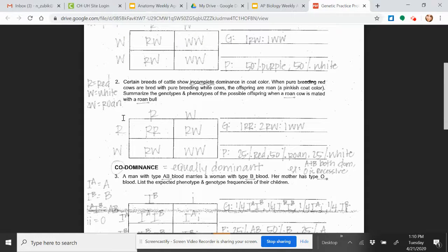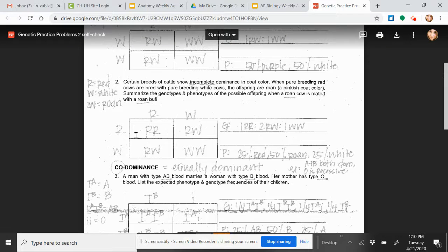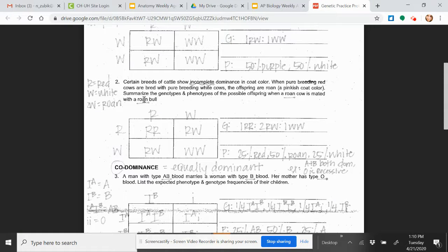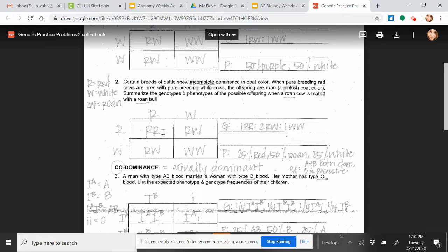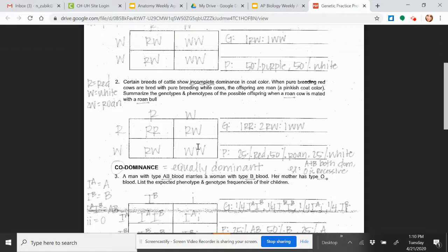So we cross 2 roan individuals, RW, RW. So remember, when we cross 2 heterozygotes, we get that 1-to-2-to-1 ratio for our genotype. And then we get 25% red here, 50% roan, our heterozygote, and 25% white.